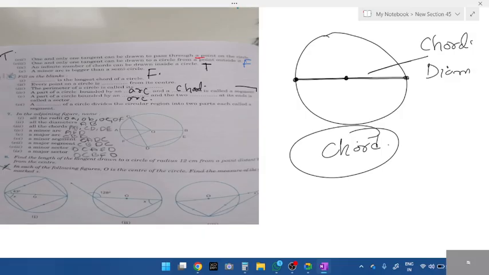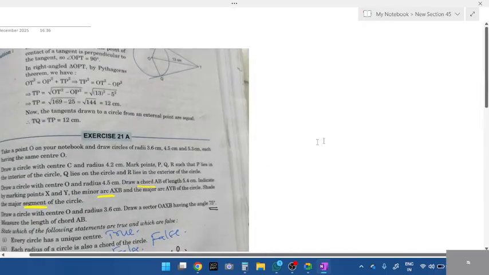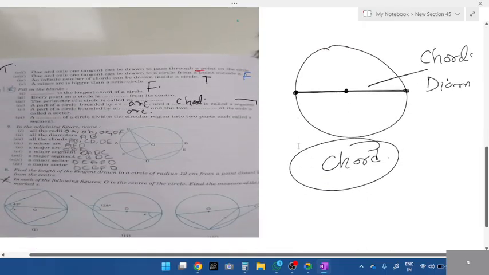How many exercises are there in this chapter? Total how many exercises? Two? Okay. This is 21A. 21B, how many questions are there, students?